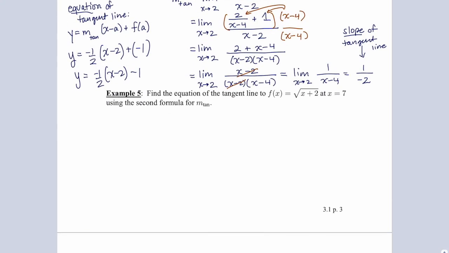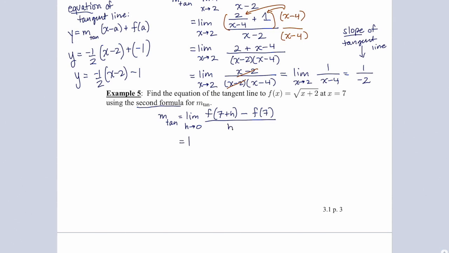On to example 5, find the equation of the tangent line to now a square root function at x equals 7 using the second formula for the slope of the tangent line. So back to formula 2, and that says the slope of the tangent line is the limit as h goes to 0, f of a plus h, so in our case that's going to be f of 7 plus h, minus f of a, so minus f of 7, divided by h.